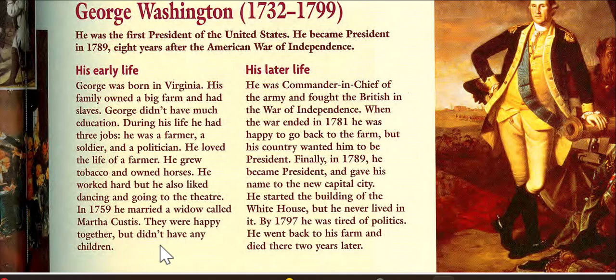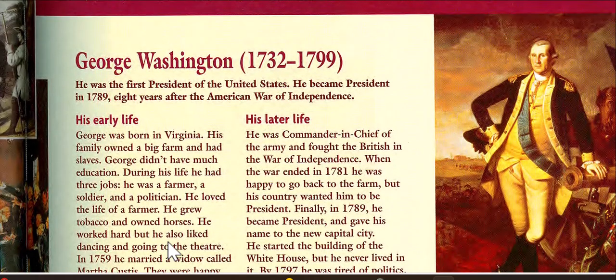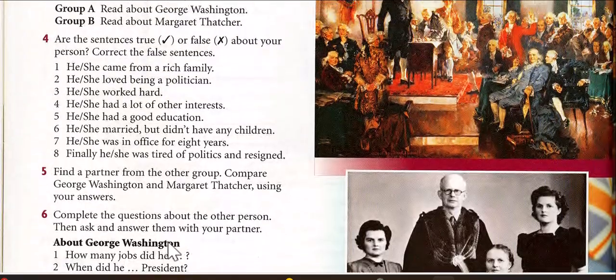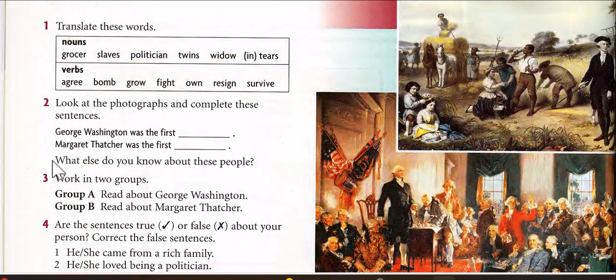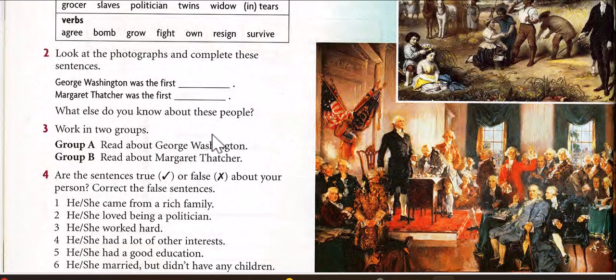to be the president. Finally, in 1789, he became president and gave his name to the new capital city. He started the building of the White House, but he never lived in it. By 1797, he was tired of politics. He went back to his farm and died there 2 years later. This is his life, George Washington. So the first question: George Washington was the first president of the USA.